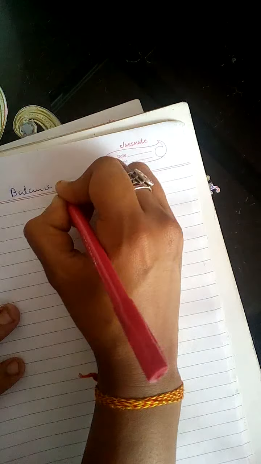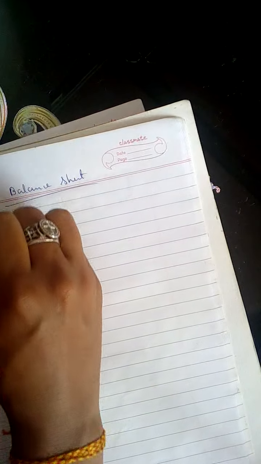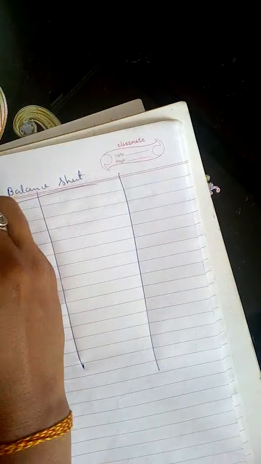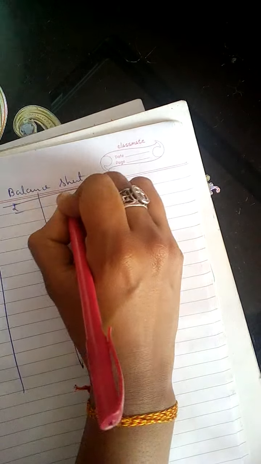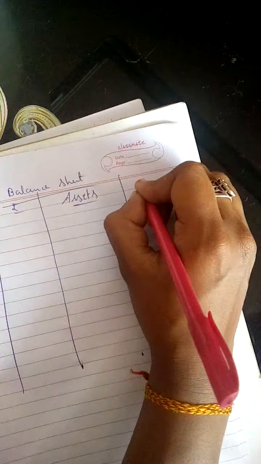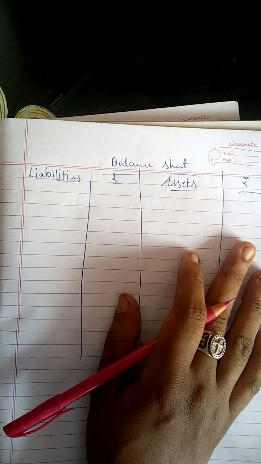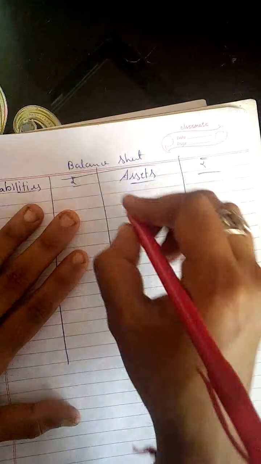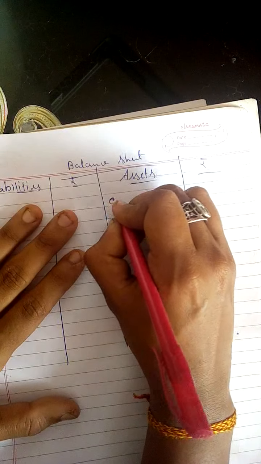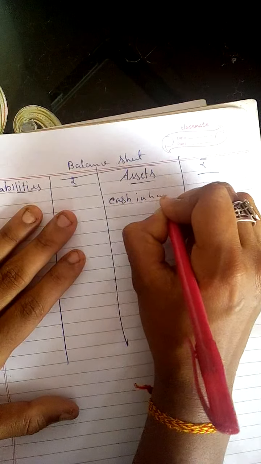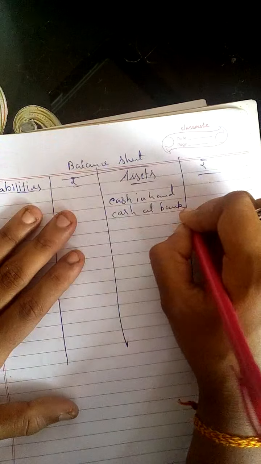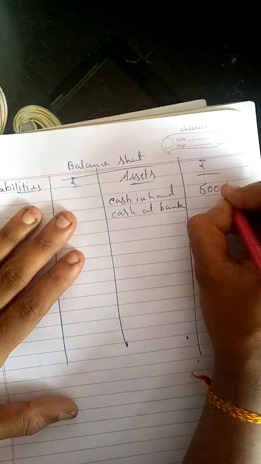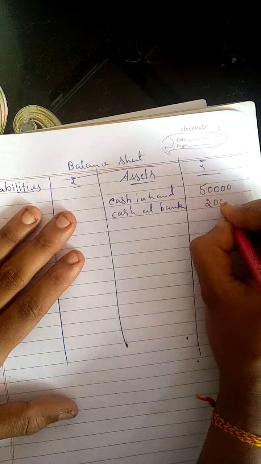Now we need to prepare what? Balance sheet. Write the format. Liabilities rupees, assets rupees. Okay. Now what all items do we need to write? On the debit side they have given the closing balance of cash in hand as well as cash at bank. So that we are going to write. What is the amount? 50,000 cash in hand, then 2,000 cash at bank.